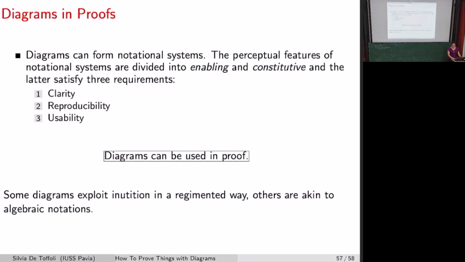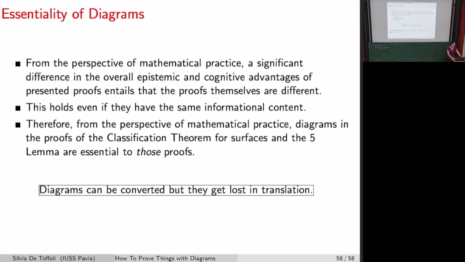So just to conclude, diagrams can form notational systems. I'm not saying that diagrams are always good, but diagrams sometimes are good, and we should distinguish diagrams from illustrations. The perceptual features of notational systems, both diagrammatic and not, can be divided into enabling and constitutive features and should satisfy three basic constraints of clarity, reproducibility, and usability. So this suggests that diagrams can be used in proofs. Some diagrams exploit intuition in a regimented way, like diagrams for surfaces or knots. Others are instead akin to algebraic notations.